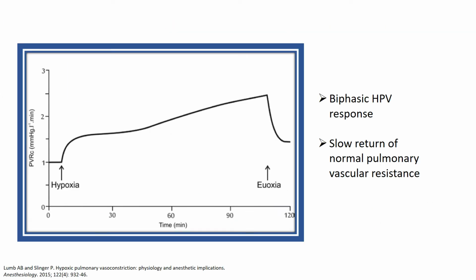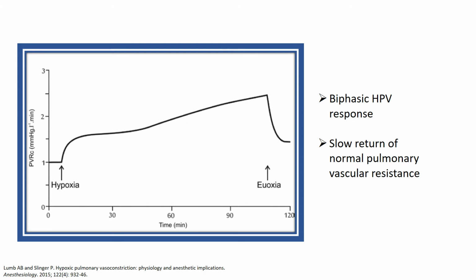This diagram demonstrates the typical pattern of HPV. As you can see, the HPV response is biphasic. The first rapid phase begins within seconds of hypoxia and peaks around 15 to 20 minutes. This is then followed by a late response, which results in maximal vasoconstriction at the site of hypoxia over a 2 to 4 hour period.